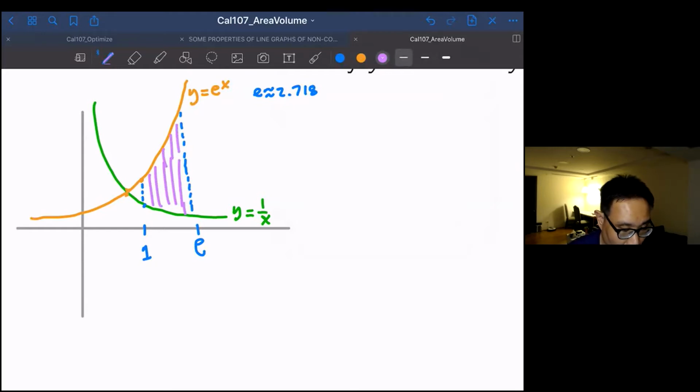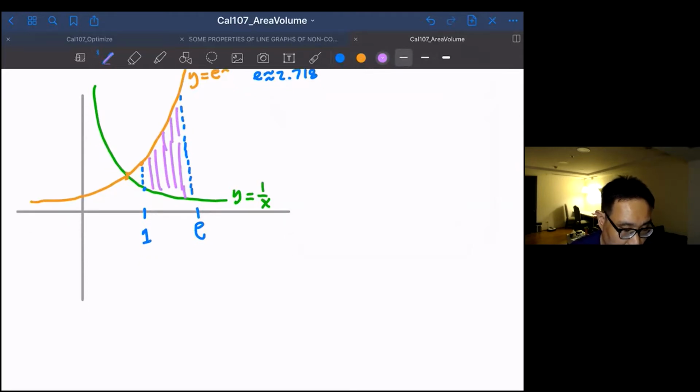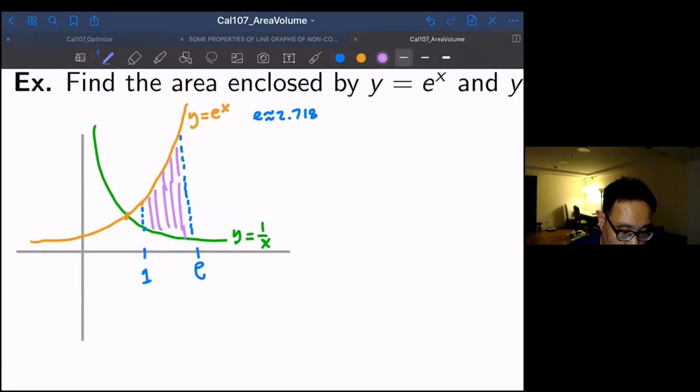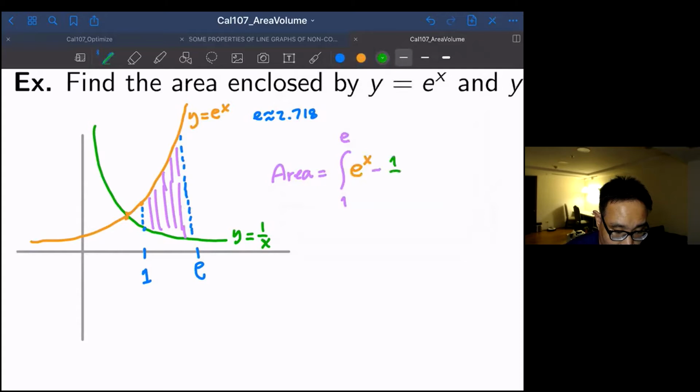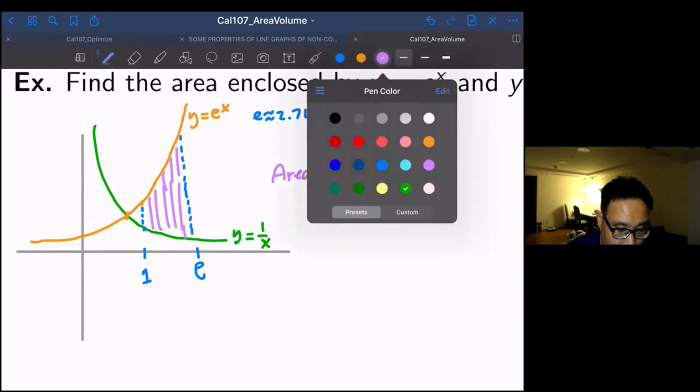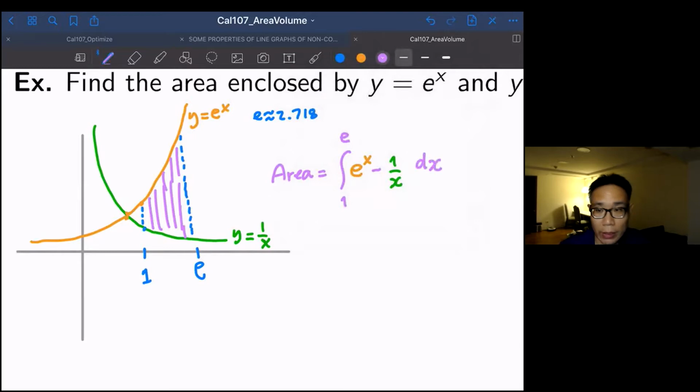Okay, so you're gonna integrate for the area. The area that you're looking for turned out to be the integral from 1 to e. You're gonna have the top function, which is e to the x, subtracted by the bottom one, which turned out to be 1 over x, and dx. So it's going to be the integral from 1 to e of e to the x minus 1 over x dx.